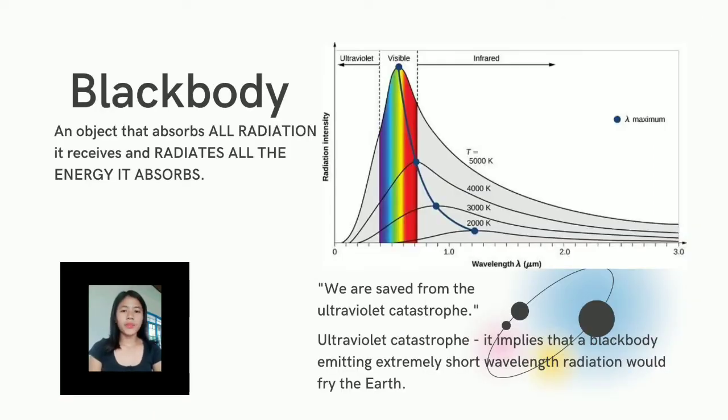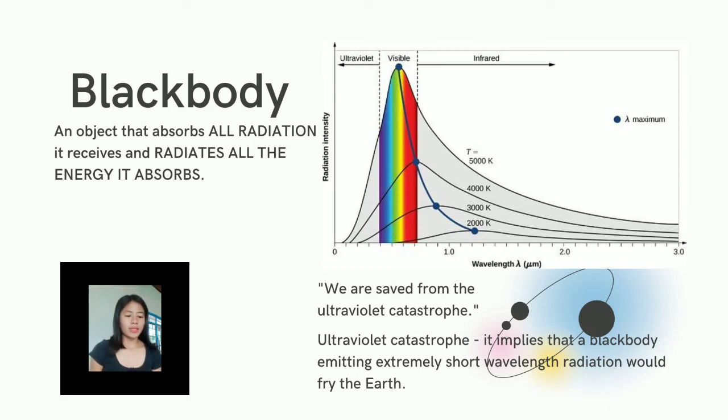So good day everyone, I am here to discuss the Planck curves and the ultraviolet catastrophe. So Max Planck, 1858 to 1947, solved the ultraviolet catastrophe. So it is in 1901. The problem of the ultraviolet catastrophe is that an object called a black body emits electromagnetic radiation of all wavelengths.